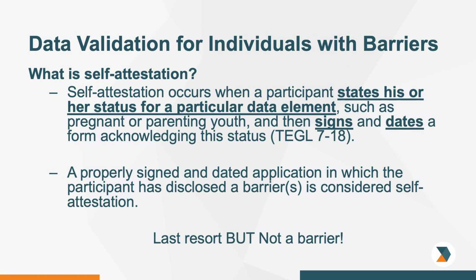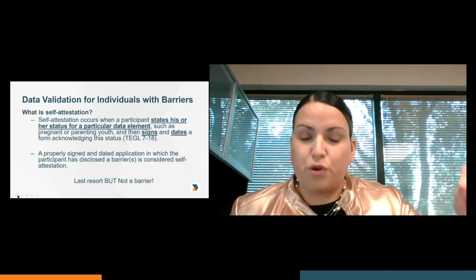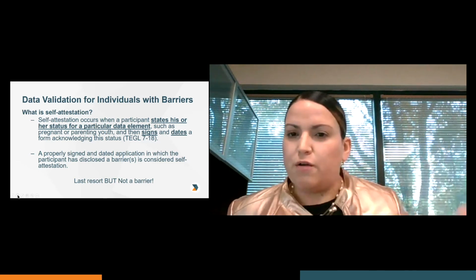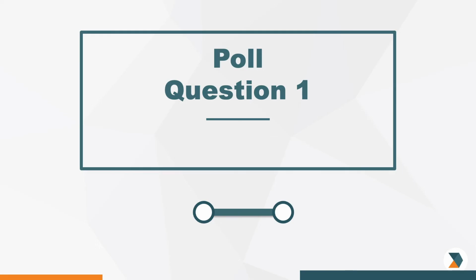So I know self-attestation can be a little tricky, but what I want you to remember right now is that for reported only barriers, those that you are not using for eligibility because you have other barriers that are more relevant for eligibility, self-attestation is good. We're letting you know that you can use self-attestation to report only for those barriers that you're putting in that bucket. So now we talked about reported only, and we talked about self-attestation. Let's have some poll questions and see how we're doing today.